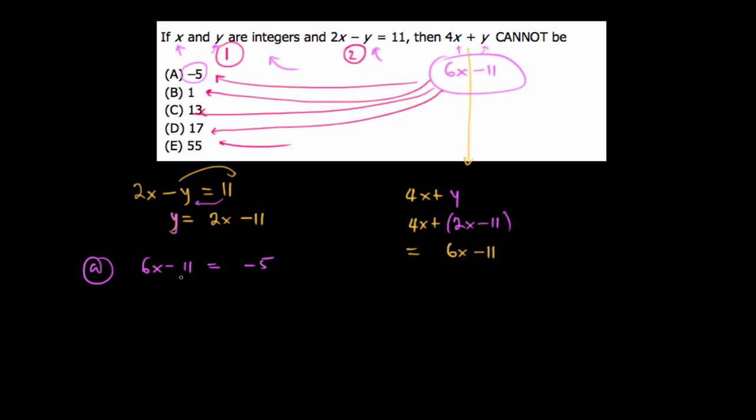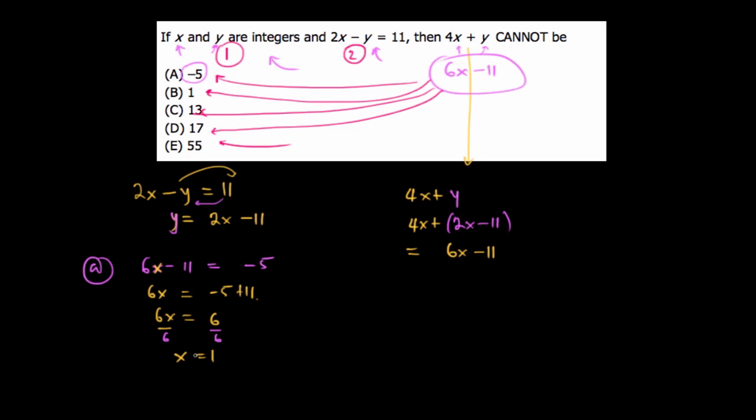So let me solve for x here. When you solve for x, you add 11 to both sides. So you have 6x equals negative 5 plus 11. That is going to give you 6. So to find x, you divide both sides by 6, and then you obtain your x to be 1.